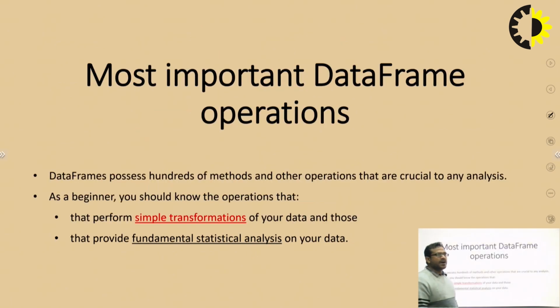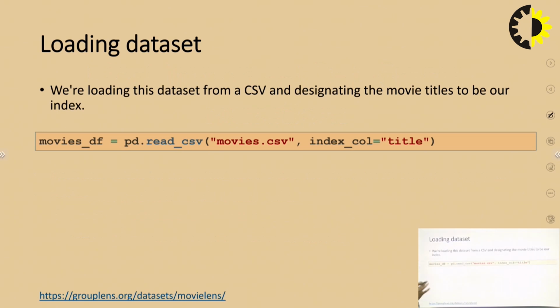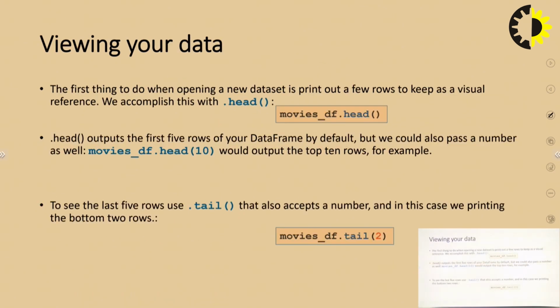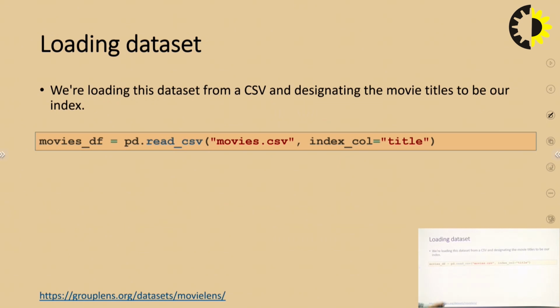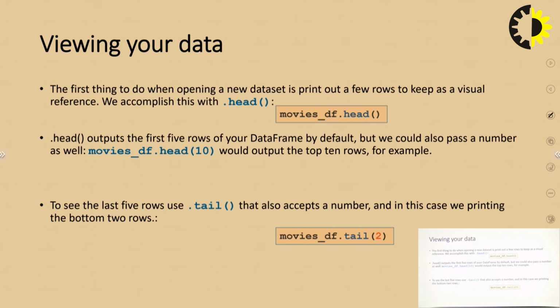The most important data frame operations: a data frame possesses hundreds of methods. A lot of methods are available. For loading a data set, you can use the read_csv function. This is the way you can use it. Some operations are there which you can use.